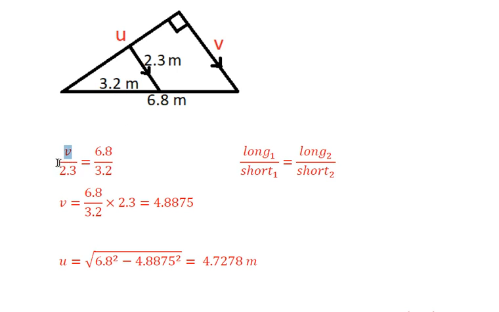Alright, then we can move the 2.3 onto the other side. It becomes times 2.3 and it disappears from that side there. So you just get v equals 6.8 divided by 3.2 times 2.3 equals 4.8875. So again, we've taken a few extra decimal places to ensure our accuracy in our final answer.